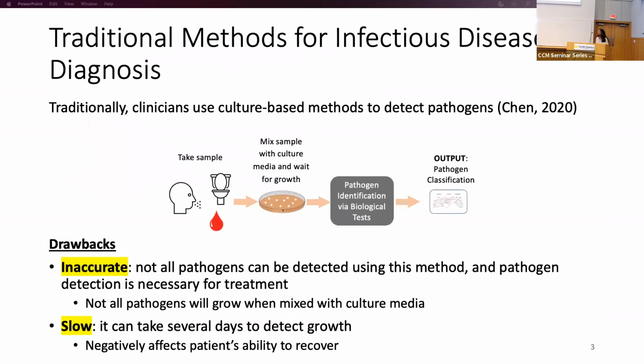So traditionally, infectious diseases are diagnosed using culture-based methods. In doing so, clinicians will typically take a sample from a patient, that could be stool, saliva, or blood, mix the sample with culture media and wait for growth, and then use biological tests to perform the pathogen identification and classification. Two drawbacks of these methods are that, one, they can be inaccurate because not all pathogens can grow mixed with the culture media, so they can't all be detected using this method, and detection is necessary for treatment. These methods can also be slow because it can take several days to detect growth, and that can negatively affect a patient's ability to recover.